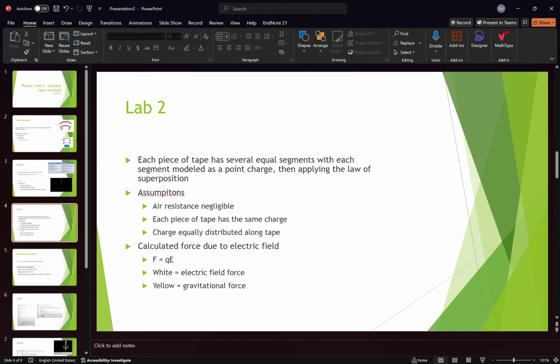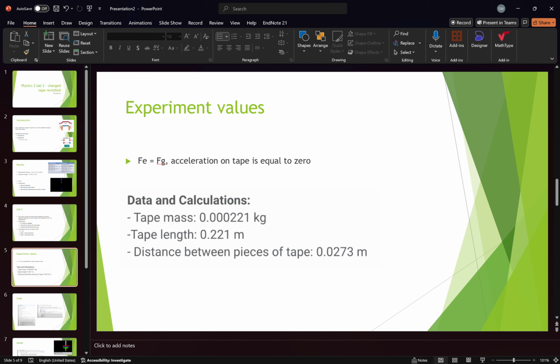For experimental values, another important principle taken into account was that for the tape to be suspended, the force of the electric field on the tape had to be equal and opposite to the force of gravity. If you move it to the other side, the force of the electric field plus the force of gravity would be equal to 0. The acceleration would be equal to 0. For data and calculations, these were some numbers that were shown two slides ago, and basically these were used to calculate the R vector and the amount of point charges.